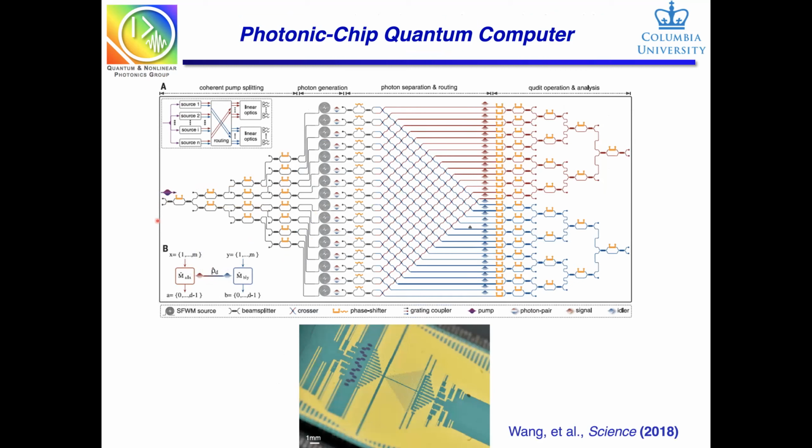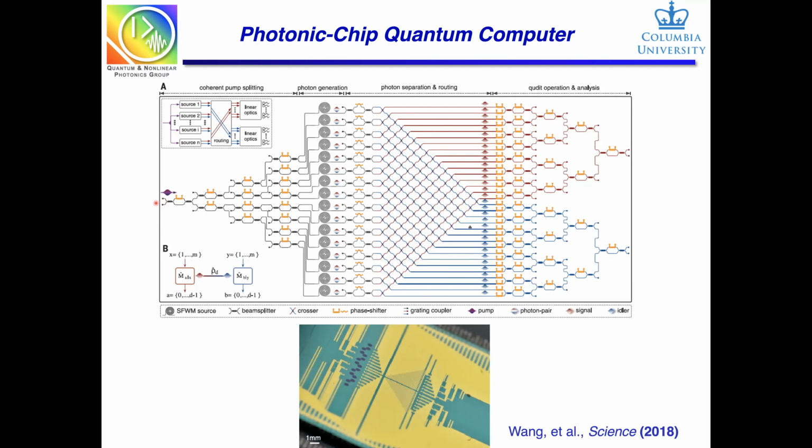And so, for example, Jeremy O'Brien with Mark Thompson at Bristol started a company called PsiQuantum. Actually, one of my former students and postdocs is working there. And they wanted to use photonics to build a quantum computer. This was a paper that was just published a couple of years ago, which was showing at least the beginnings of how you might build such a quantum computer.